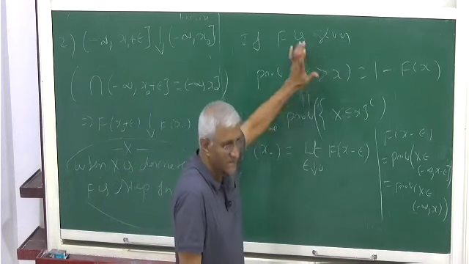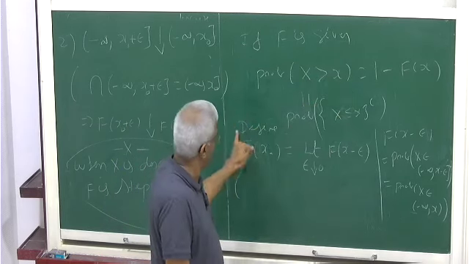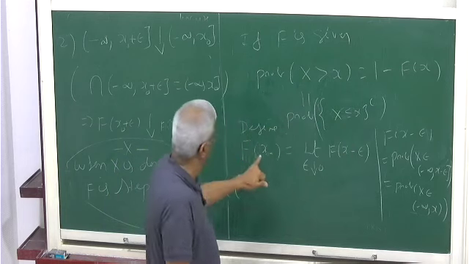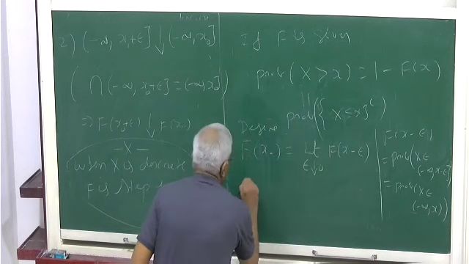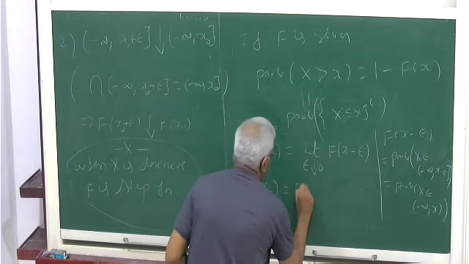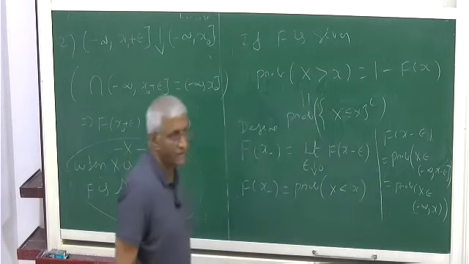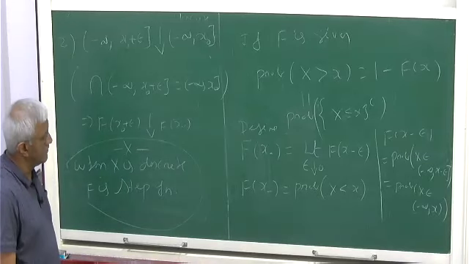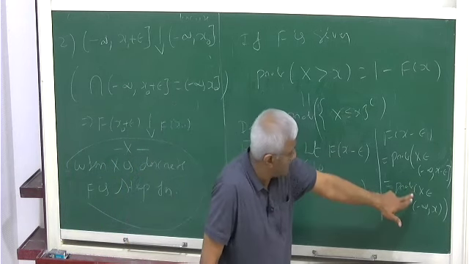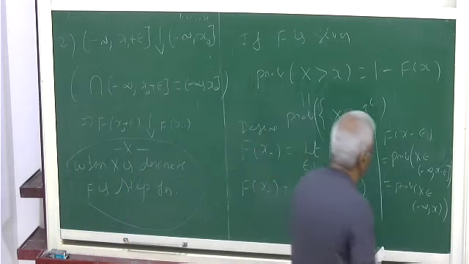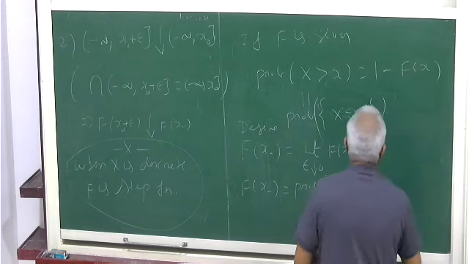So F is given. F is some distribution. Then the probability of X greater than x, you can find it like this. And then the probability of X less than x, which is equal to this. Then F of x minus is equal to the probability of X less than x. If you define x minus equal to this, it exists because it is the intersection of all those things, right?